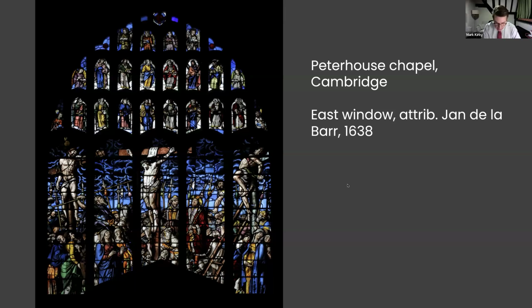Dowsing's men found and destroyed most of the north and south windows. Only one of those lights remains. But thankfully, they failed to find this east window, and it was eventually put back in place after the restoration.